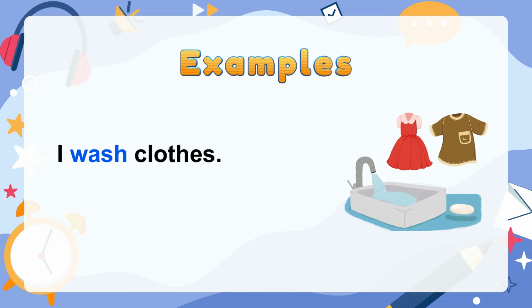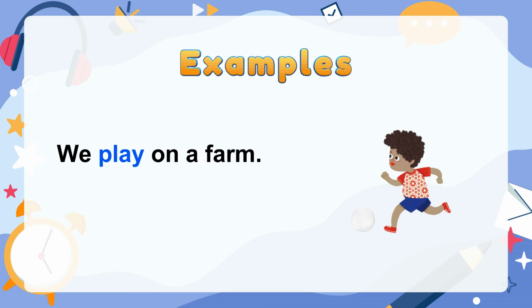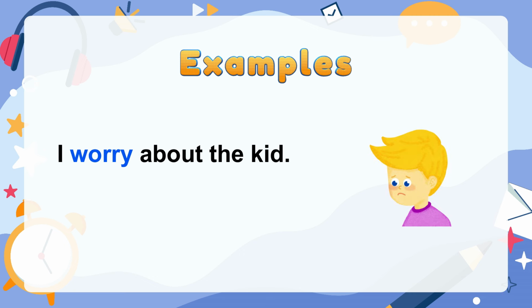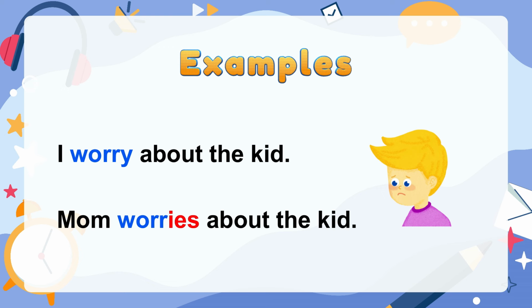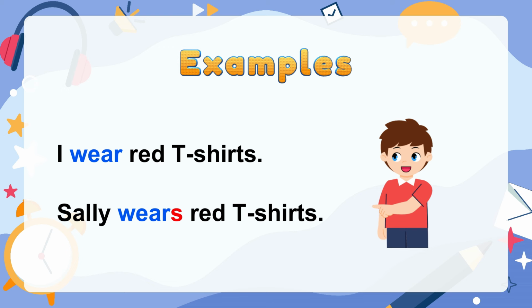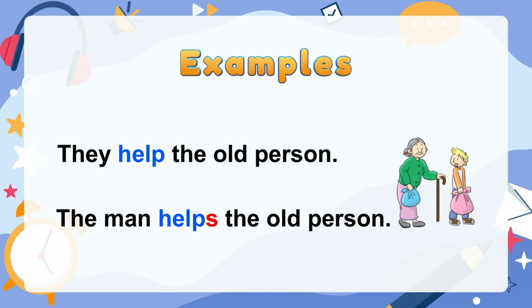I wash clothes. My mom washes clothes. We play on a farm. The dog plays on a farm. I worry about the kid. Mom worries about the kid. I wear red t-shirts. Sally wears red t-shirts. They help the old person. The man helps the old person.